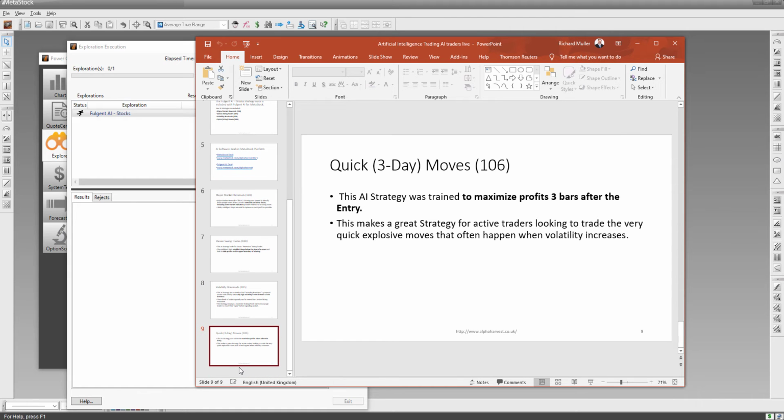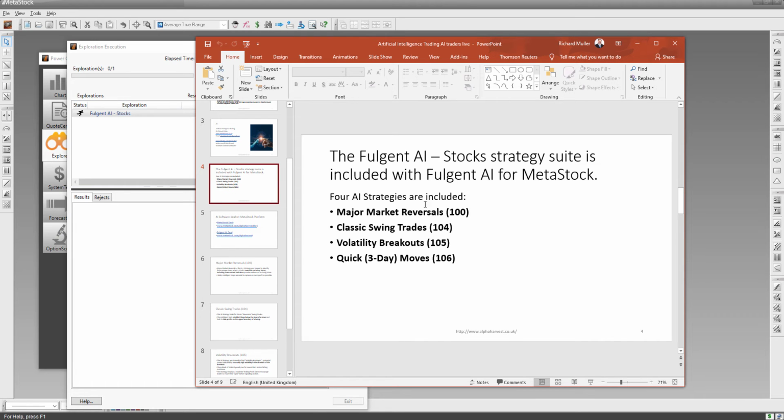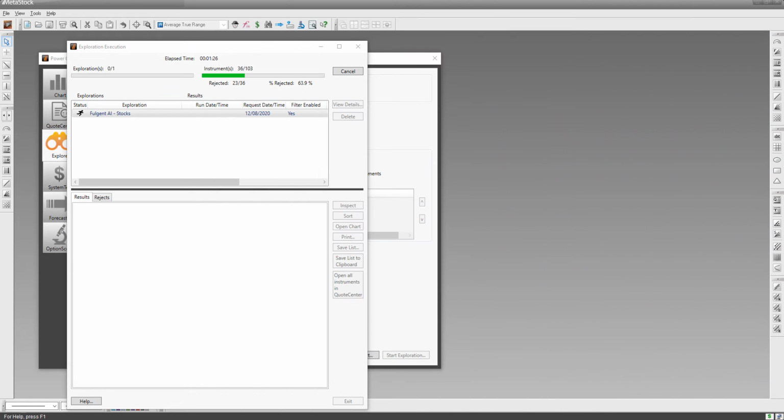And then quick 3-day moves, code 106, where we aim to maximize profits 3 bars after the entry. It's a great strategy for active traders looking to trade the very quick explosive moves that often happen when volatility increases. So there they are, these are the candidates we're going to screen for today. It's already set like that: major reversals, classic swing trades, volatility breakouts and quick 3-day moves.